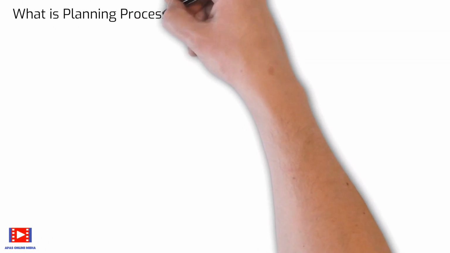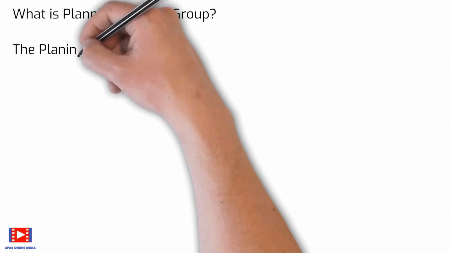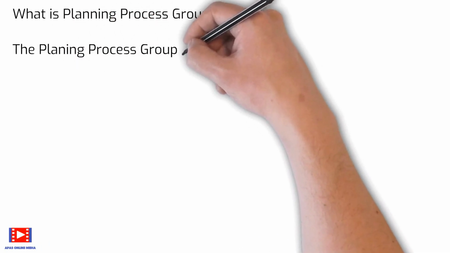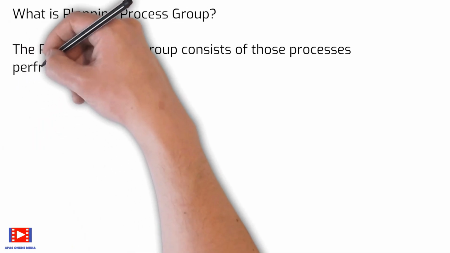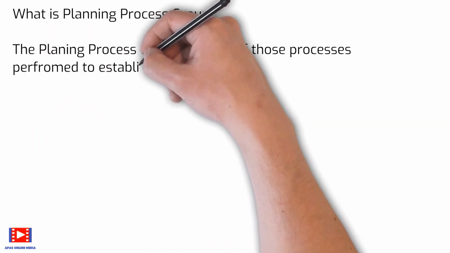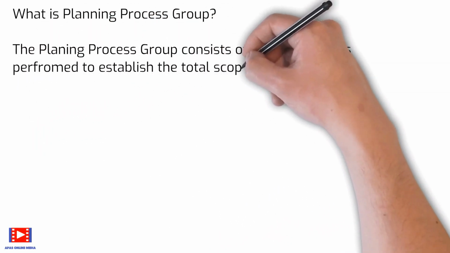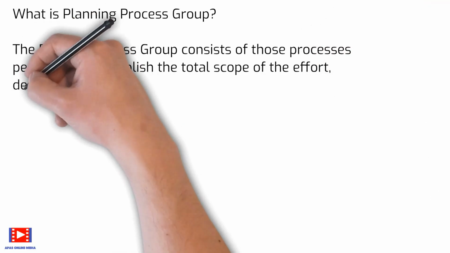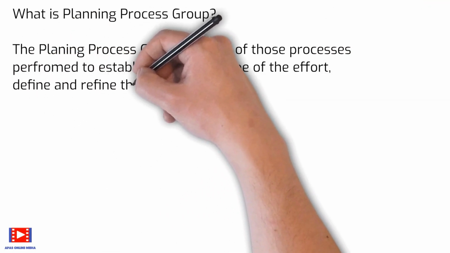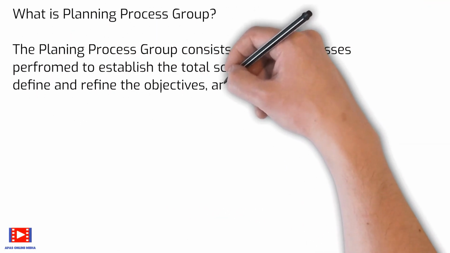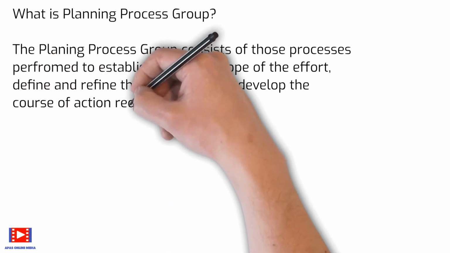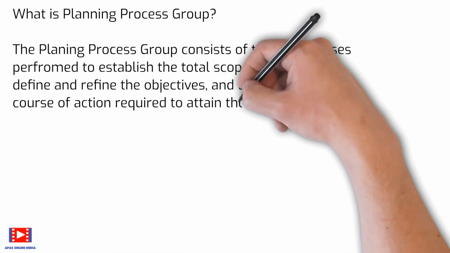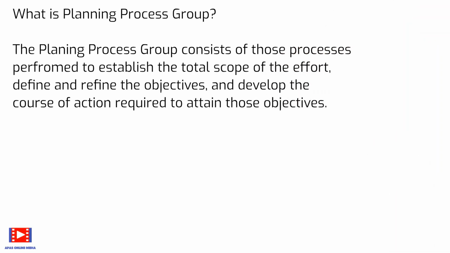What is Planning Process Group? The planning process group consists of those processes performed to establish the total scope of the effort, define and refine the objectives, and develop the course of action required to attain those objectives.